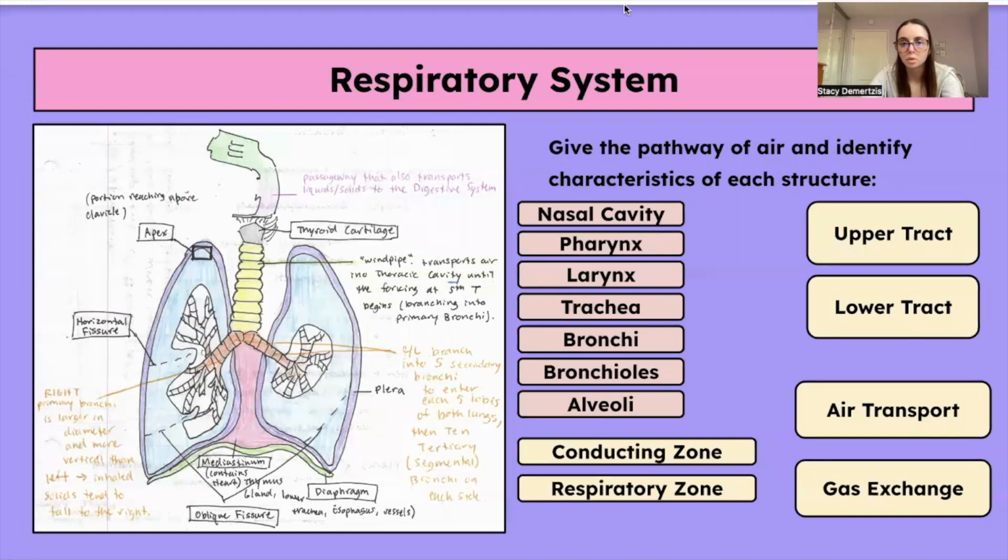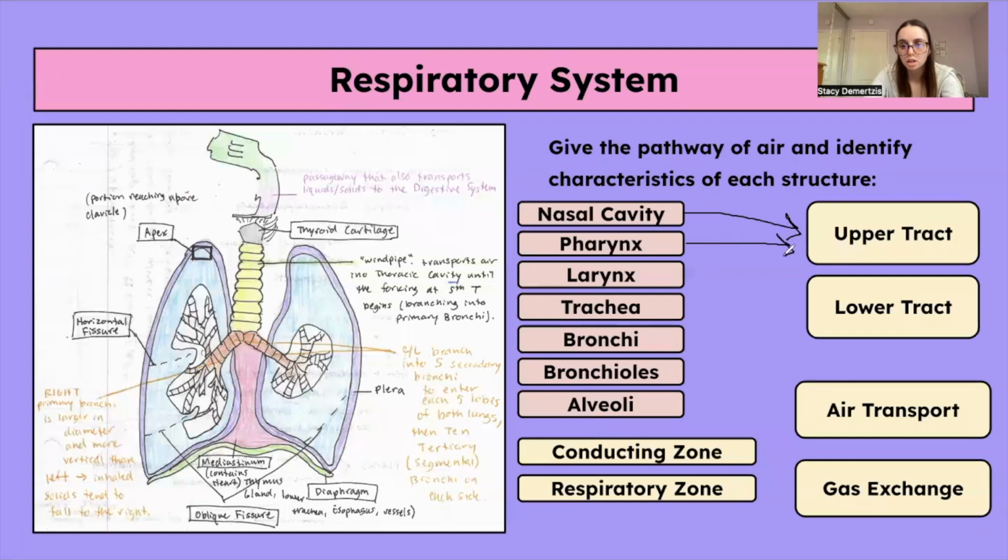So I'll help you guys out with this. The nasal cavity would be part of the upper tract, the pharynx, the larynx. All of this we would consider the upper respiratory tract. Trachea, bronchi, bronchioles, alveoli, that's considered the lower.